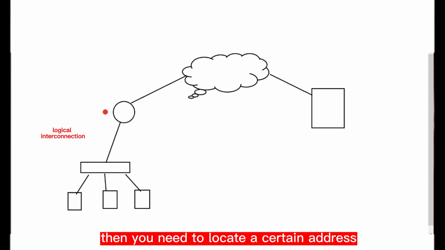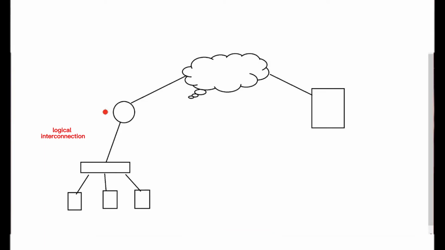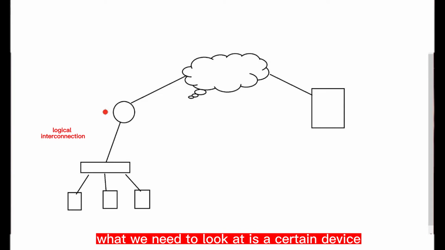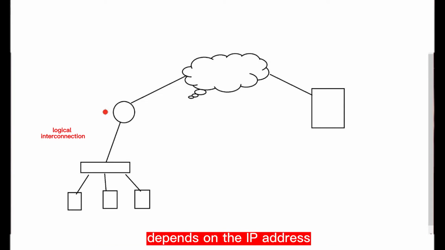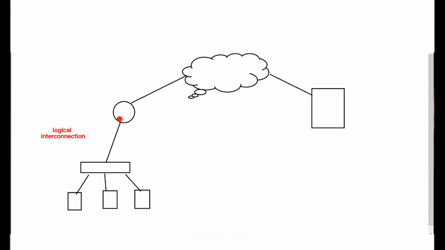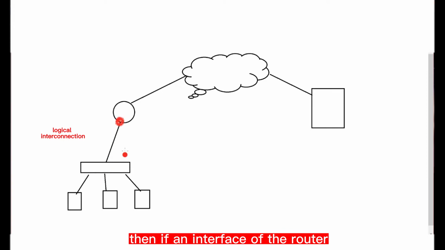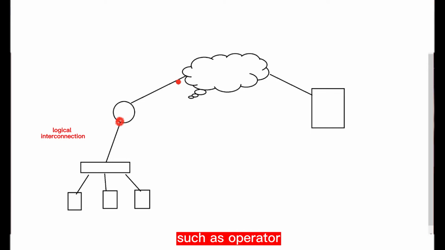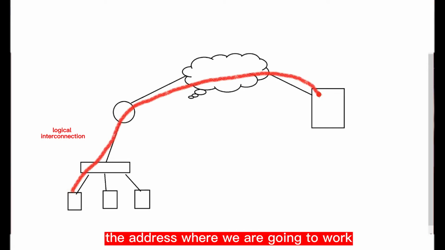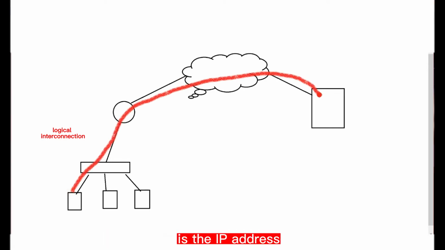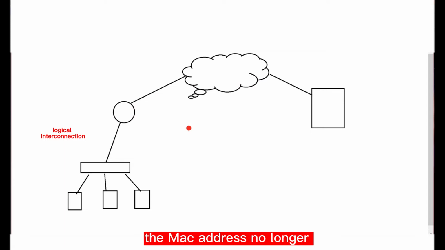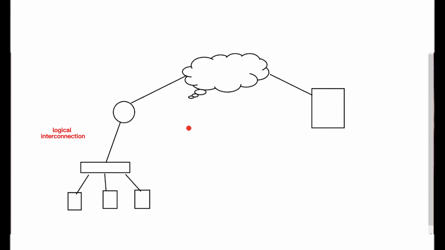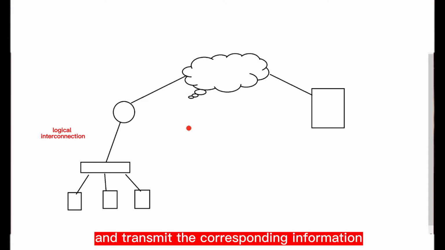Then you need to locate a certain address on such a link. What we need to look at is a certain device, which depends on the IP address. Then if an interface of the router is connected to another link, such as the operator, the address we are going to work with is the IP address. The MAC address no longer has the corresponding function. There is no way to cross our logical link and transmit the corresponding information.